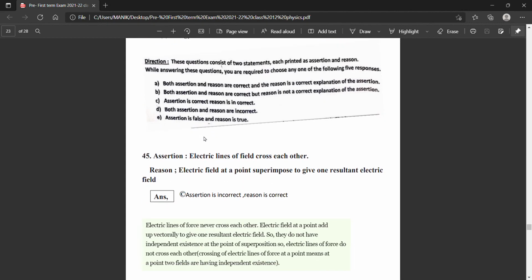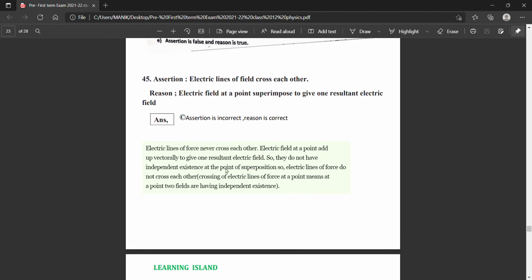Here you see the assertion and reasoning. There are 5 options depending on the situations. So let us see the first question. Assertion: electric lines of force cross each other. No, electric lines of force never cross each other. So this is wrong. Let us see the reason. Electric fields at a point superimpose to give one resultant electric field. Yes, this is correct. So I can say the assertion is incorrect, but the reason is correct.